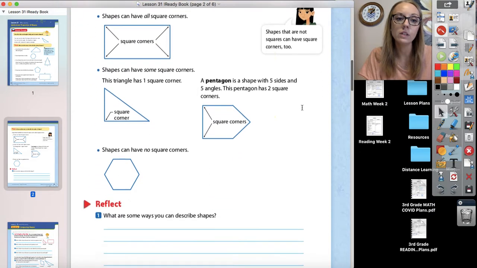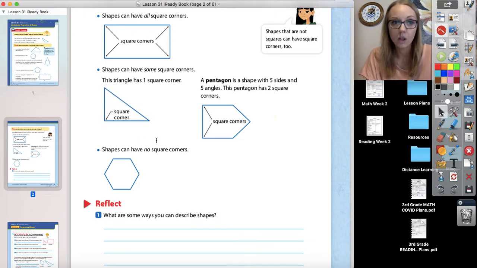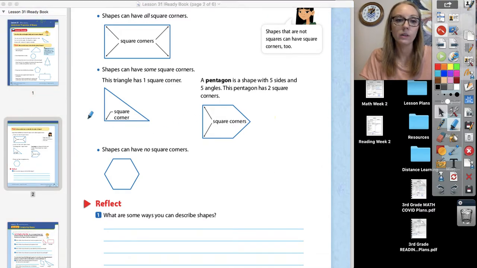But if we look at this triangle right here, it's shaped a little bit different. Still has three sides, still has three angles, still a triangle. But it has a square corner right here. So it would have one square corner. Now these two would be different. But this corner right here in the bottom is going to be, where it's pointed out, a square corner. I could take my paper again, line it up, I would have a square corner.